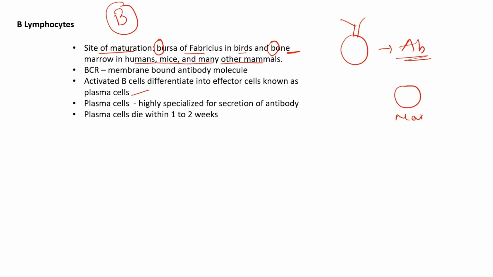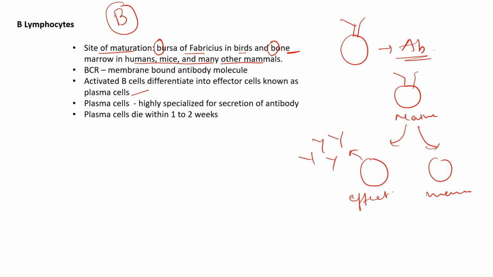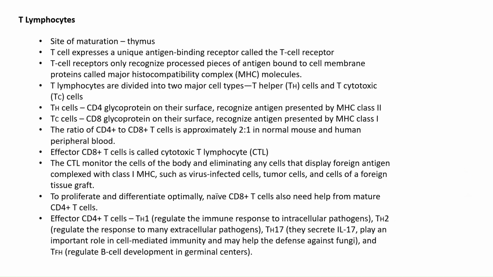We call it a naive B cell until it encounters any antigen. Once it encounters an antigen, it will form an effector B cell and a memory B cell. The effector B cell will release antibodies in the blood, and hence effector B cells are known as plasma cells. The memory B cell will contain the antibody bound on its surface for future attacks by the same antigen. Clear? These plasma cells are highly specialized for the secretion of antibody, and they die within 1 to 2 weeks.